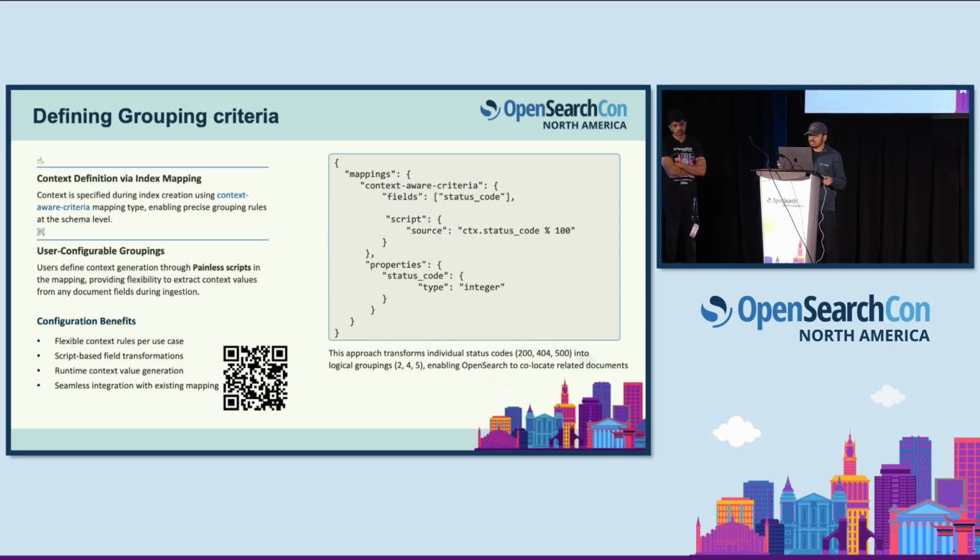To do this, the user can specify a grouping criteria, which helps OpenSearch understand how to group documents within a particular segment. In order to do this, OpenSearch will provide a configuration inside the index mapping where the user can specify a grouping criteria definition. The grouping criteria definition in general will consist of two parts. One is the field on which the user wants to group the data, and the second part is the logic, or a particular script, which will be executed on each document to figure out the group corresponding to that particular document.